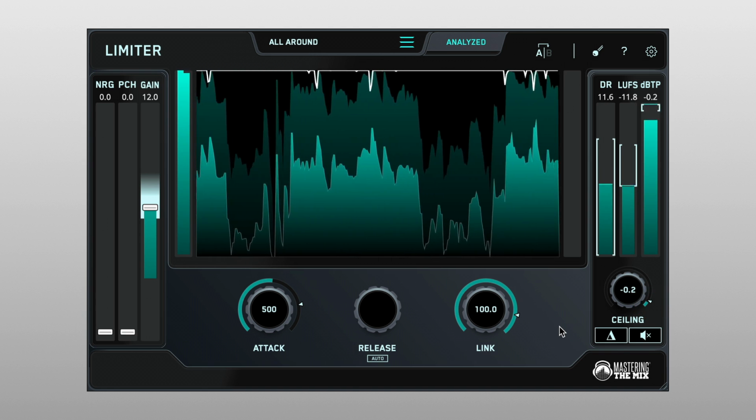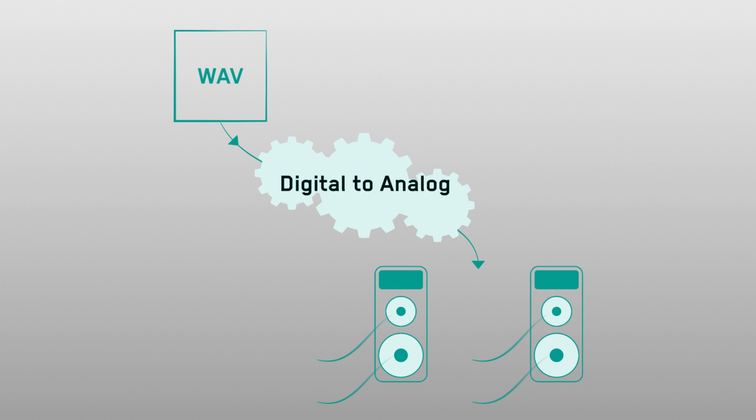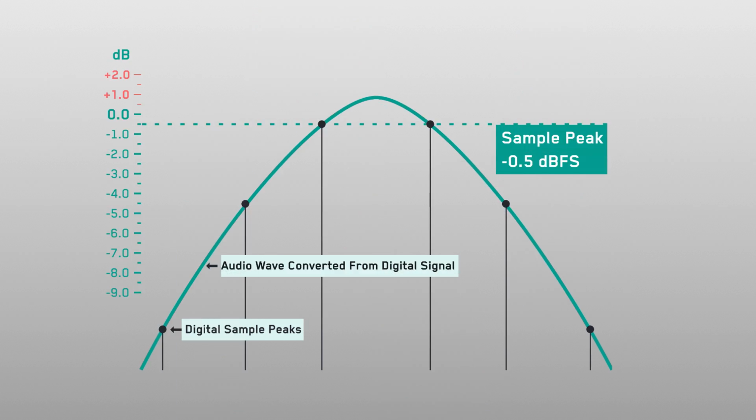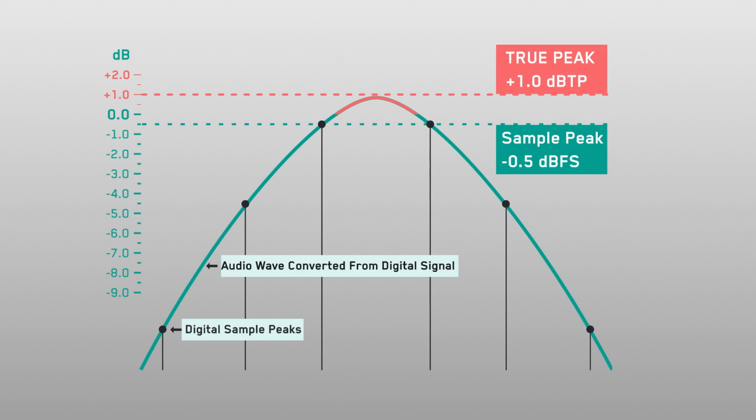All music created digitally in a DAW must be converted back to analog before we can hear it. As part of this conversion, a reconstruction filter is applied to round off the stepped digital audio signal. These filters can cause slight changes in the levels of the audio, and this can be a problem for the signals close to 0 decibels full scale and can cause intersample peaks.